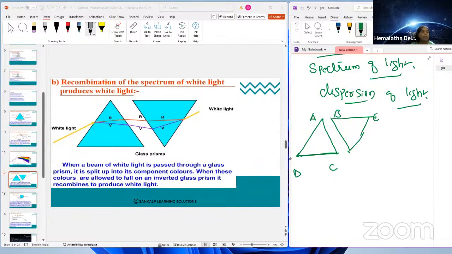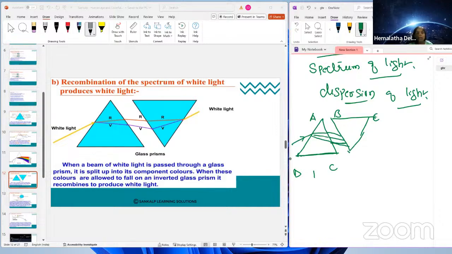Again he took white light. Whenever white light falls on one face of the first prism, dispersion automatically takes place, correct? I will draw only 3 rays. The bending of light takes place, and the emergent rays will be like this.